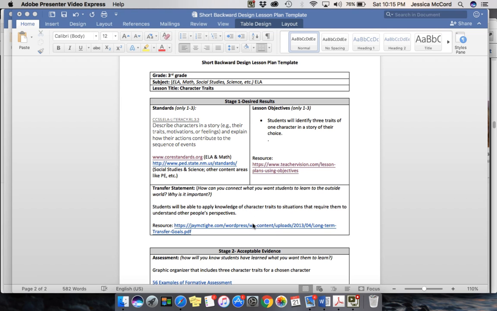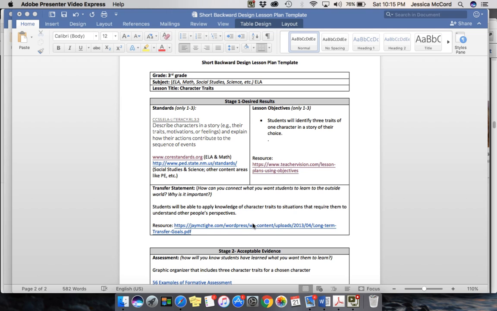You want to make sure that you are thinking about real world connections that make this relevant for them. So there's a resource here that I've linked in your document that goes to an article written by the same person that you read the backward design article from last week. And so you can look through there for ideas if you're having a hard time coming up with a transfer statement. And they have some good examples of long-term transfer goals is what they talk about there, but they certainly do not need to be that formal.